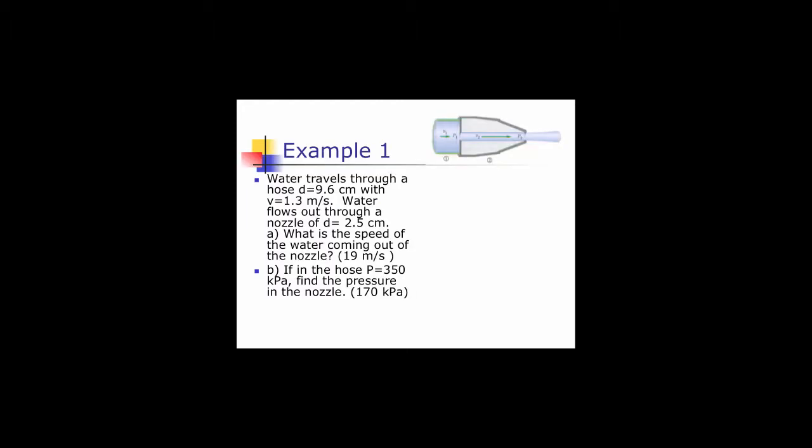Welcome to Fluids Day 3, Part 2. These are 3 problem examples. The first example is a Venturi tube.